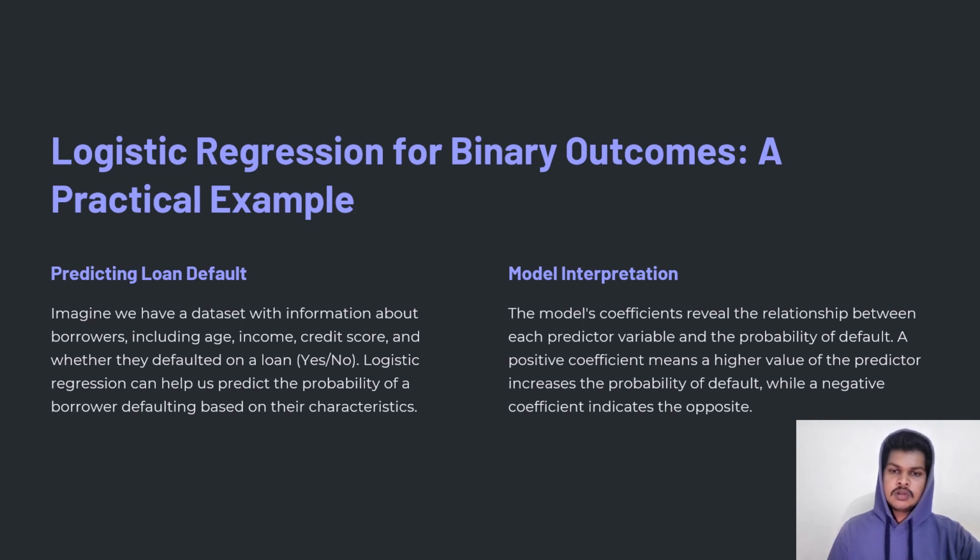Model interpretation. The model's coefficients reveal the relationship between each predictor variable and the probability of default. A positive coefficient means a higher value of the predictor increases the probability of default, while a negative coefficient indicates the opposite.